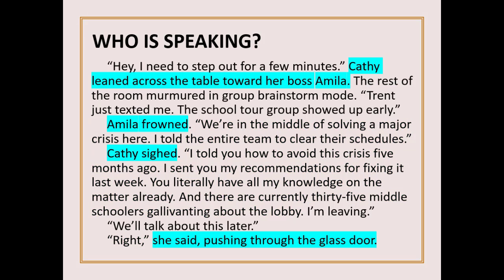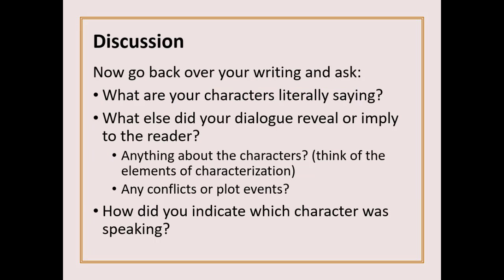And then just looking at how this excerpt is showing us who's speaking. If you notice on the top one here, there isn't the word said, it just says Kathy leaned across the table towards her boss, Amila. So we know who's talking because we get Kathy's name in that line of action. And then we have two more lines of action, and then we have what's called a dialogue tag on the last one down here, that she said as she pushes through the door. So pretty basic, but just helping us know who's talking in each paragraph.